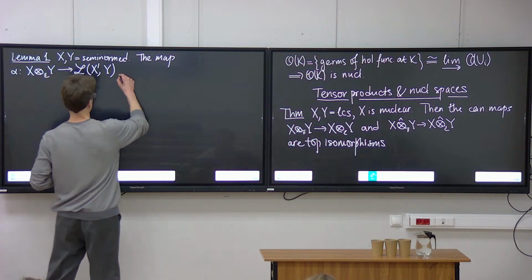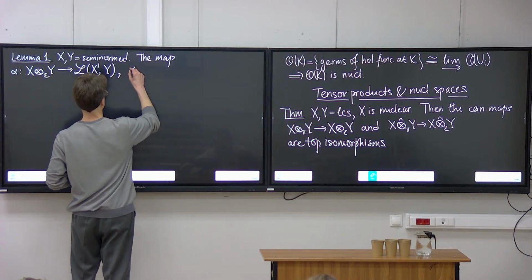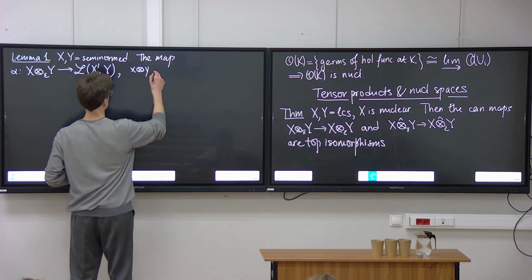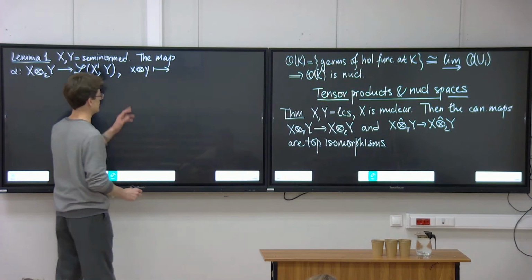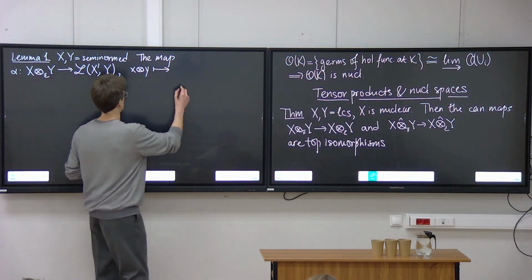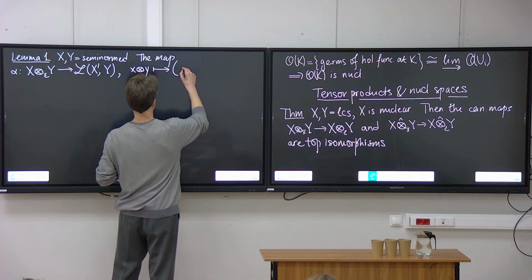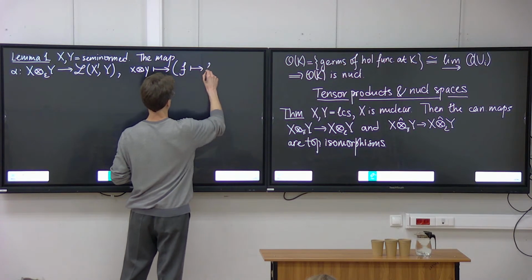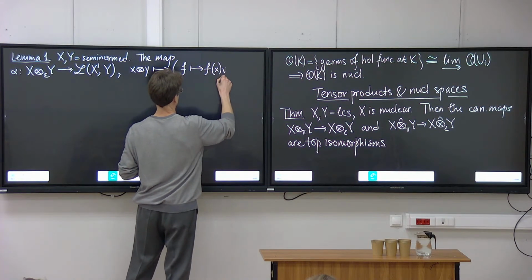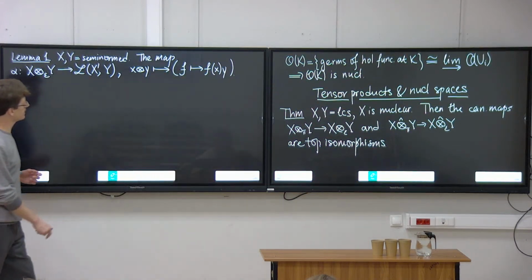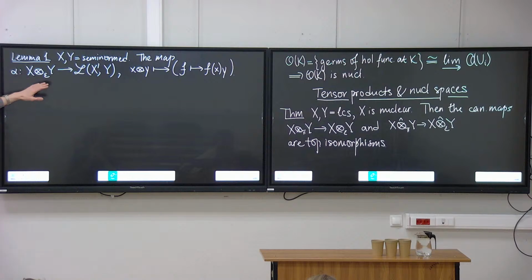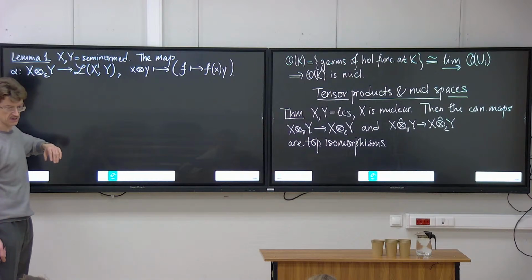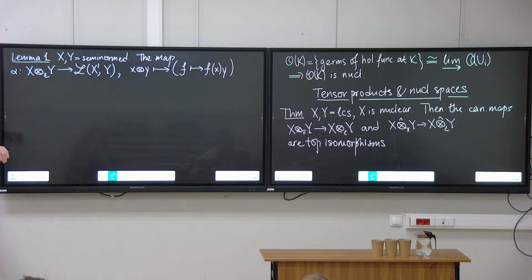So alpha is given by the following formula. It is uniquely determined by the following rule. It takes every elementary tensor of the following form to the rank 1 operator, which takes every linear functional f on X to f of x, times y. So clearly this map is well defined by the universal property of the algebraic tensor product. And what I claim is that this map is an isometry.